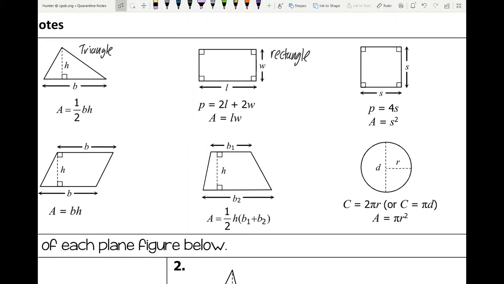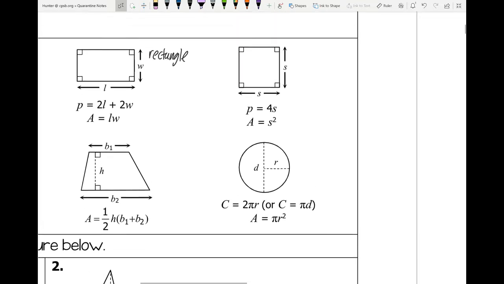The next one is a rectangle. We're given the formula for perimeter and the formula for area. The perimeter of a rectangle is just the sum of all sides of the figure. In this case, we have 4 sides. 2 of the sides are the same, and the other 2 sides are the same. So that's why we have 2 times the length, because you're adding the length twice, and 2 times the width because you're adding the width twice. Then our area is just, of course, length times width.